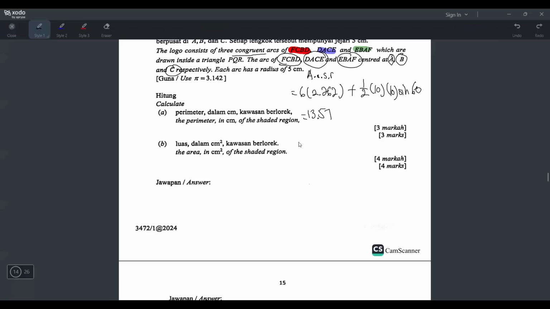Okay, this one is if you write it in the same figure. 2 and 10 can cut to 5 and then 50. 50 times sine 60. Okay, press 50 times sine 60: 43.30. So now just add the answer 13.57. Okay, I get 56.87. So don't forget to write cm square, and that is your area of the shaded region. Okay, done.